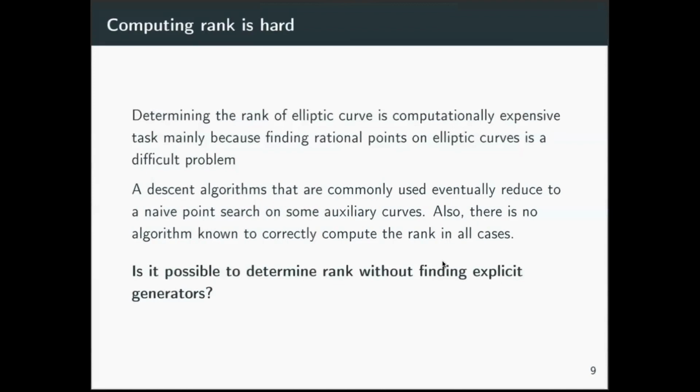So the question is very natural. Is it possible to determine rank without finding the explicit generators? So if not, maybe this algorithm should not be perfect, but at least some heuristics that will tell us which curves are of high rank and which are not. So if we had some kind of fast heuristics, then we could just sift out those curves that are probably of high rank, and then apply this expensive descent method on those curves.